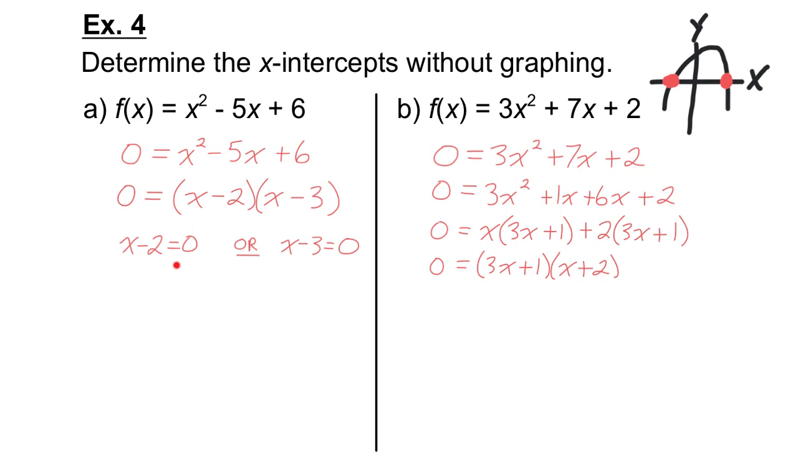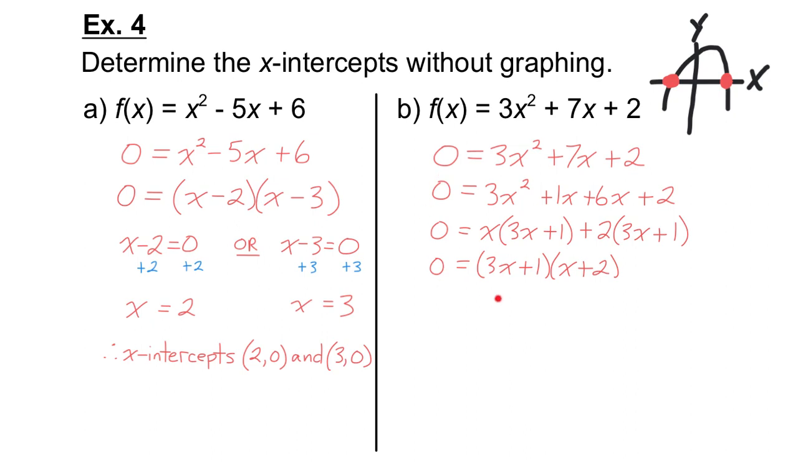Now, solve these separately. If x minus 2 equals 0, what does x have to be? If x minus 3 equals 0, what does x have to be? Well, in the first case, x would have to equal 2, and in the second case, x would have to equal 3. So now that we figured out what x would have to be, we have now figured out what the x-intercepts are, (2, 0) and (3, 0).